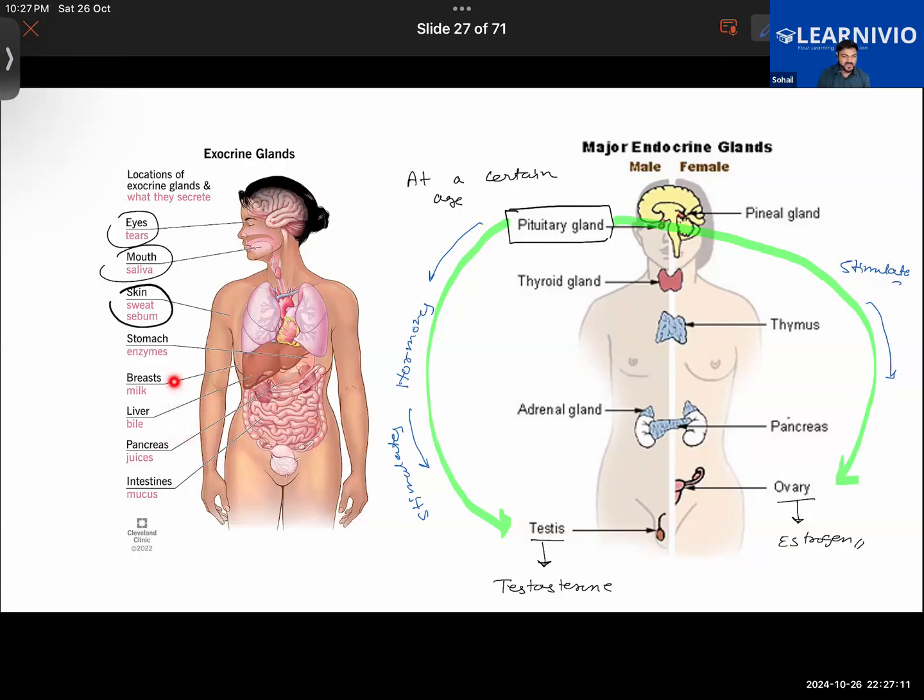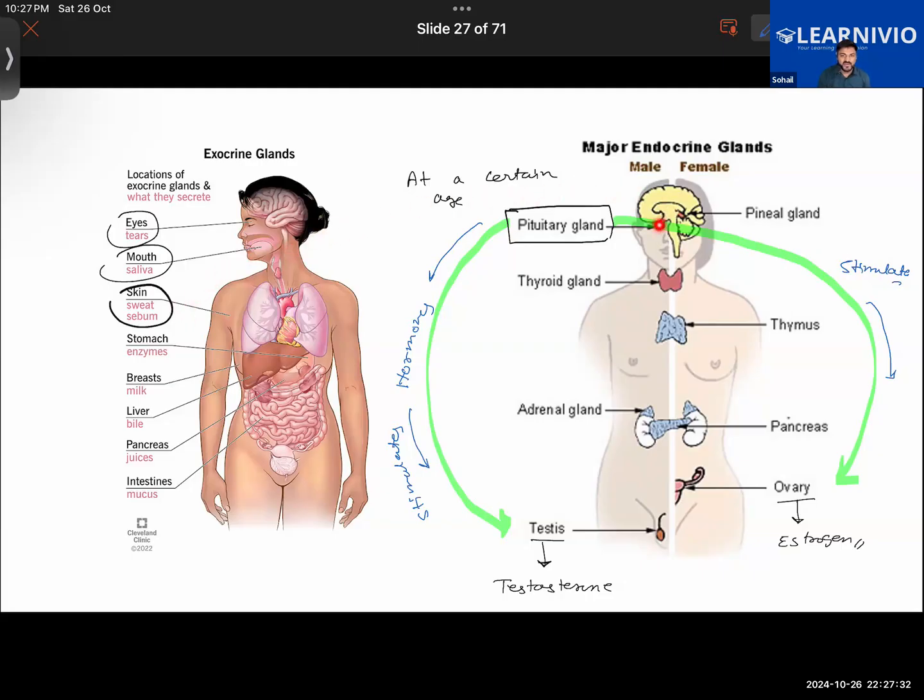So all the secretions from the tear gland, the salivary gland, the sweat gland or the oil gland, enzymes by the glands present in the stomach, digestive enzymes, or the milk by the mammary gland, etc. All these are not going into the blood, plus they will be secreted onto the surface of the skin. That's why they are exocrine glands.